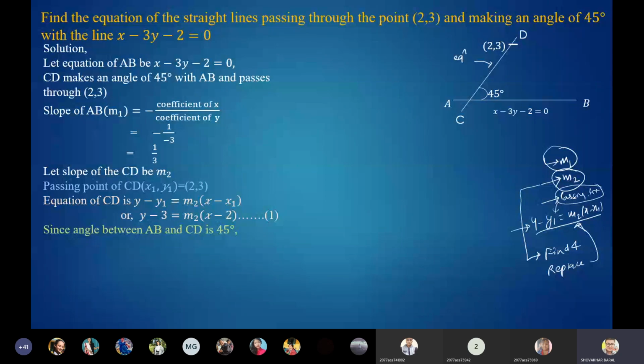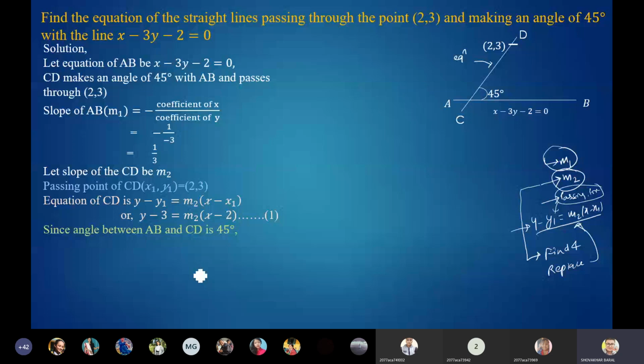Okay. Prasuna Bandari. Prasuna, can you tell me the formula? Prasuna, please do fast. Okay. I think we are running out of time. Let me write it. Tan 45 degree. Tan theta equals to plus minus m1 minus m2 by 1 plus m1 into m2.